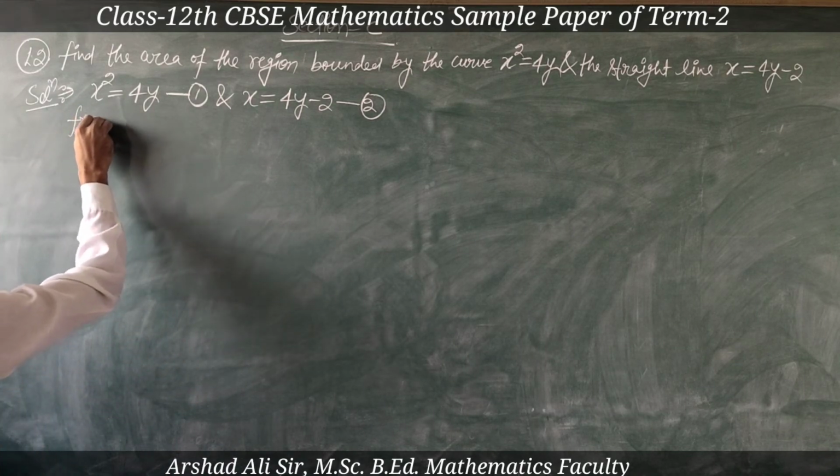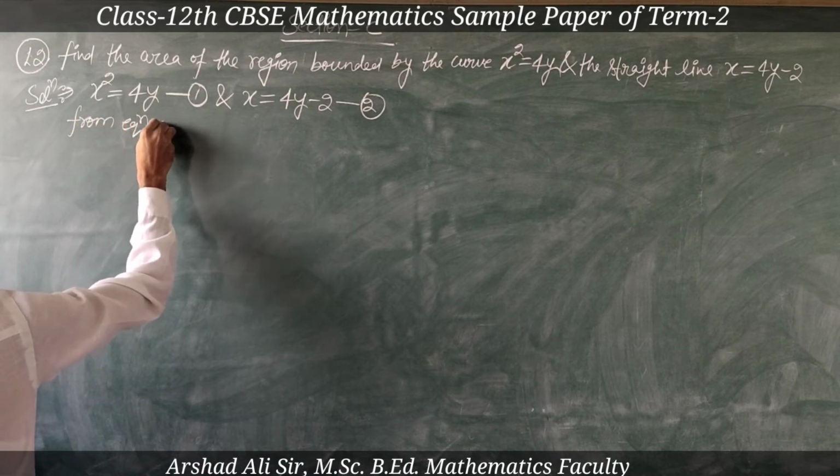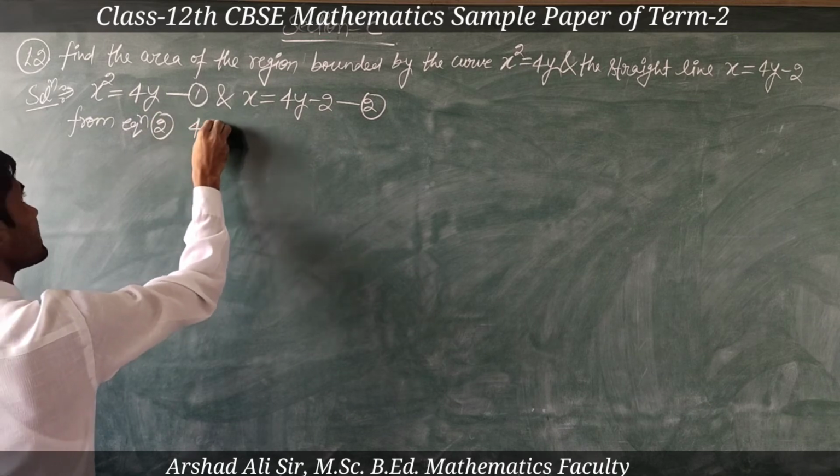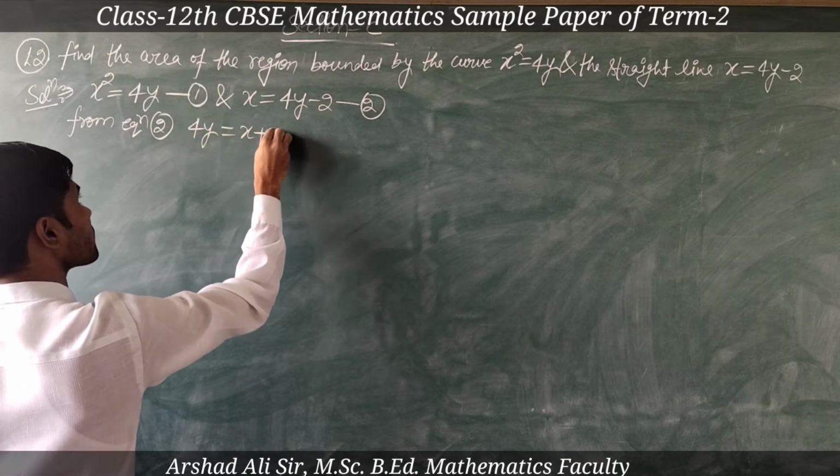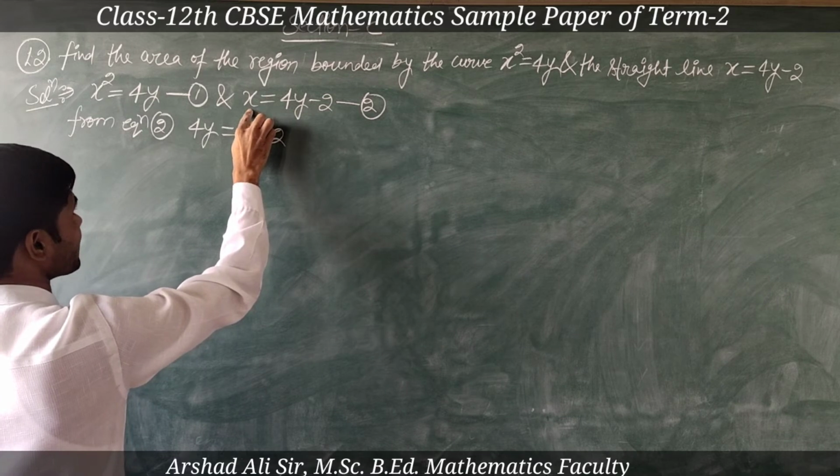From equation 2, 4y is equal to x plus 2. Okay, 2 will be positive on the left side.